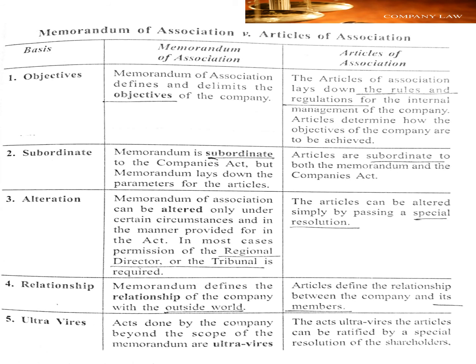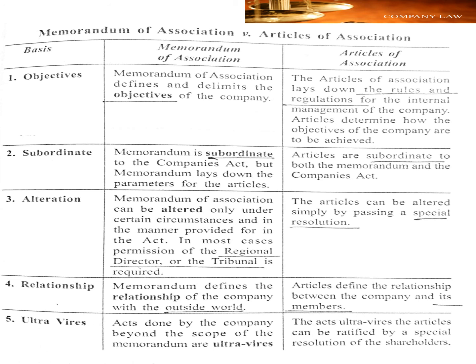The first difference is about the objectives. MOA defines and delimits the objectives of the company. So it gives the scope of the company, scope beyond which the company cannot go. Whereas the Articles of Association lays down the rules and regulations for the internal management of the company. We have discussed earlier that memorandum is subordinate to the Companies Act 2013, but it lays down the parameters for the articles. Articles are subordinate to MOA and the Companies Act 2013.